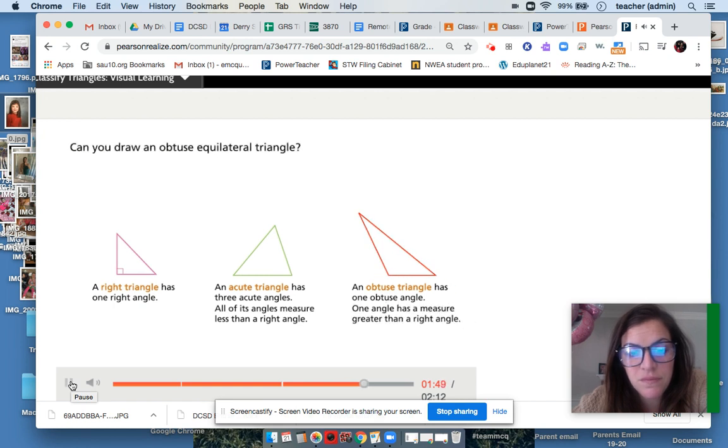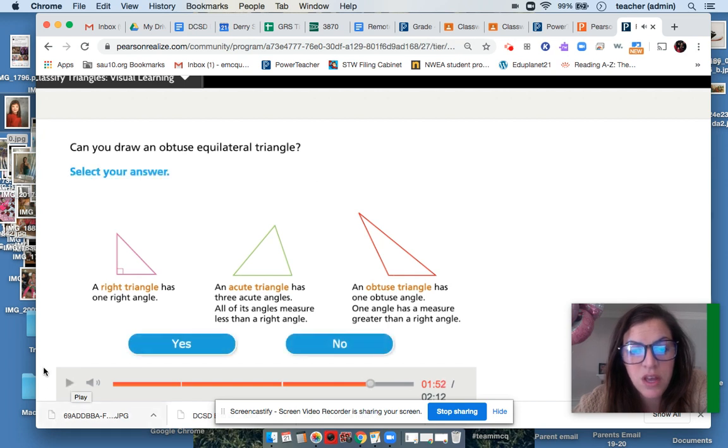Can you draw an obtuse equilateral triangle? Select your answer. So if a triangle is obtuse, meaning it has an obtuse angle, which means this side is going to stretch open wider. This line's going to have to be longer than these two lines. So we're going to go ahead and say no.